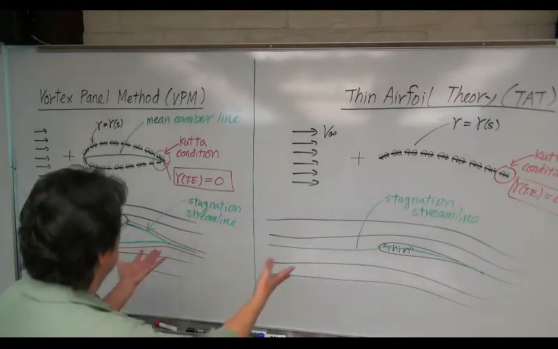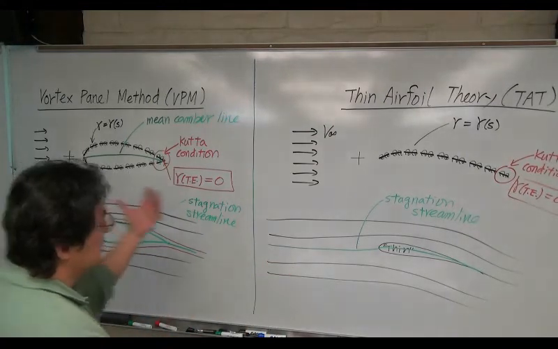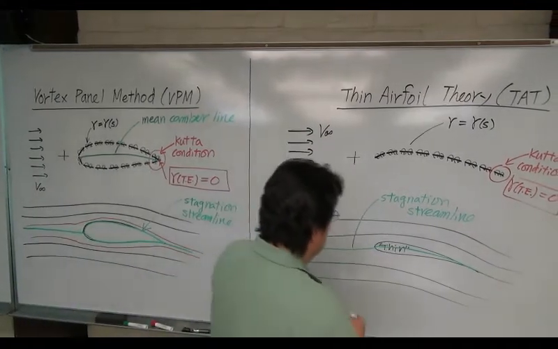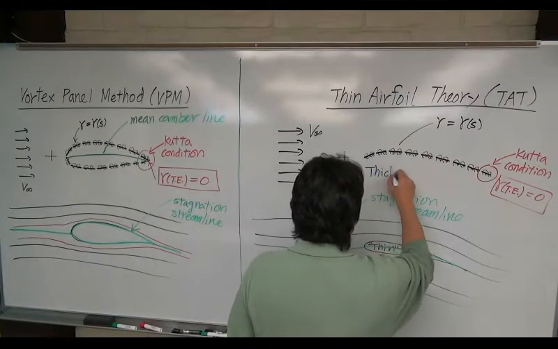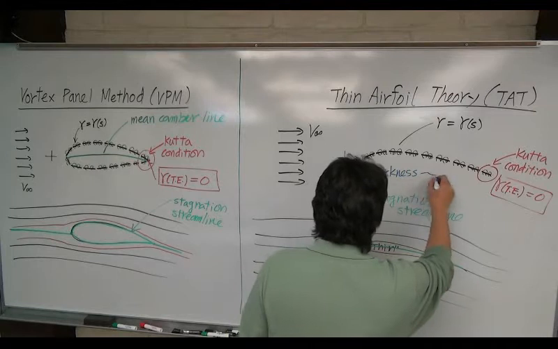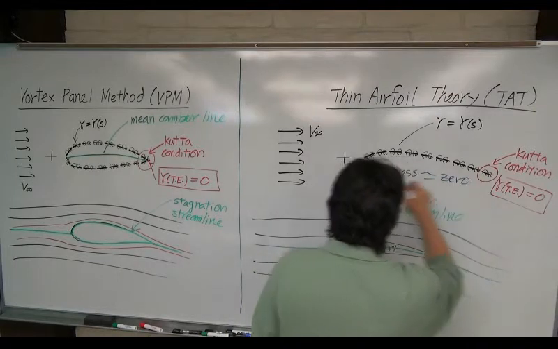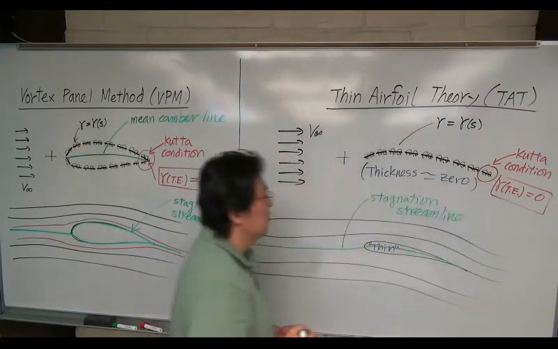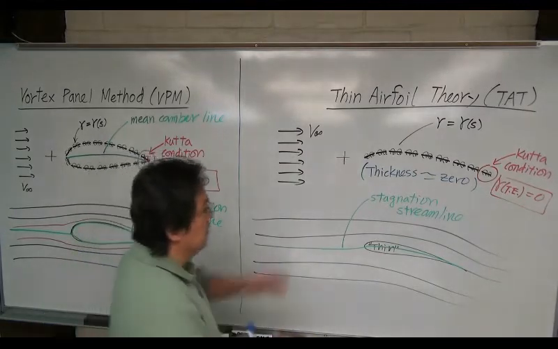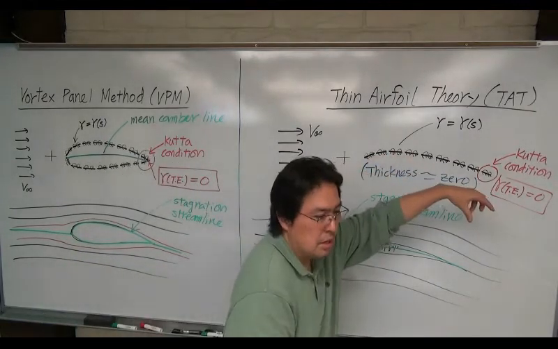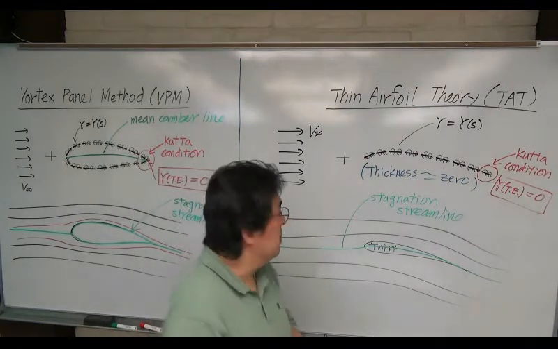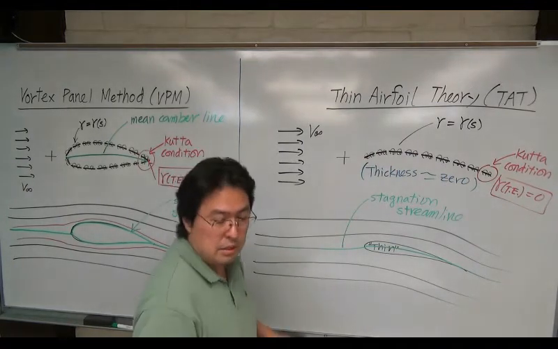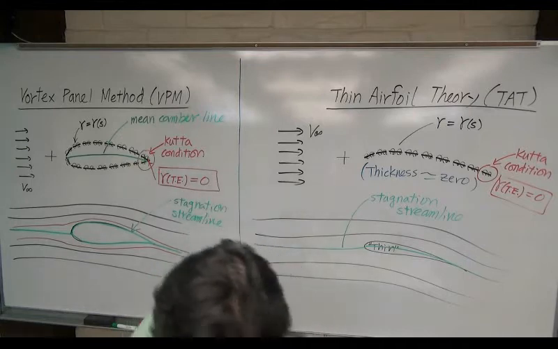By comparing those two, it's kind of similar. One is simplified because we basically completely ignore the thickness. So we are going to take a look at if the mean camber line changes, how does the lift change? That's something you can find out using thin airfoil theory. Okay, so let's move on.